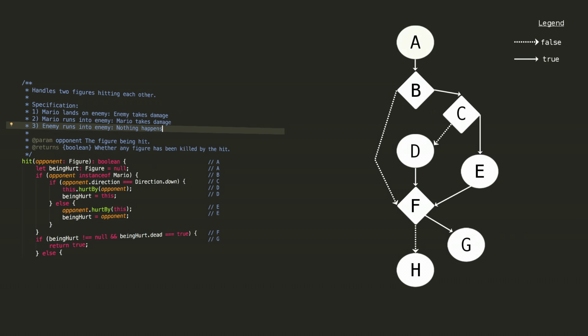So the first two lines of the function are denoted as block A. The first if statement encountered is block B. The next if statement is block C. The then and else statements for block C are block D and E. The final if statement is block F, and its then and else statements are block G and H, respectively.